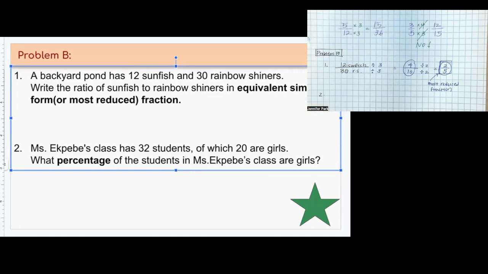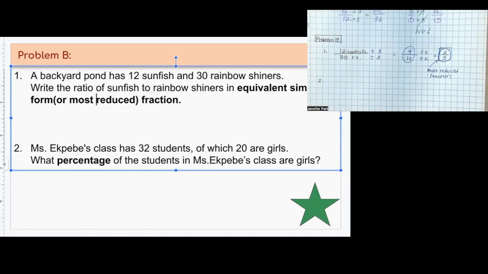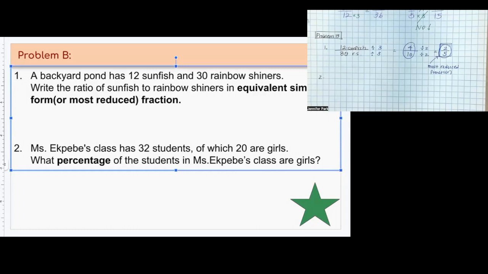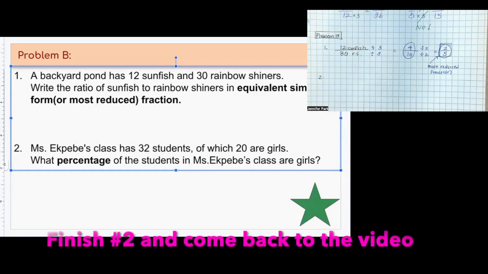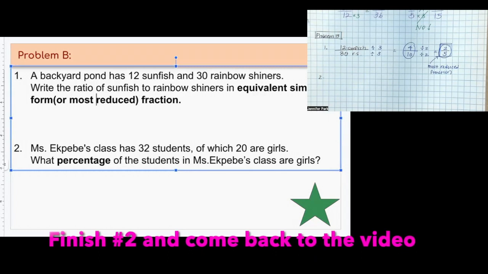Okay. Number 2. Miss Ekpebe's class has 32 students, of which 20 are girls. What percentage of the students in her class are girls? So here's another percentage problem. We have done several of these today. Please pause the video, see if you can find this on your own. Of course, you can use a calculator.